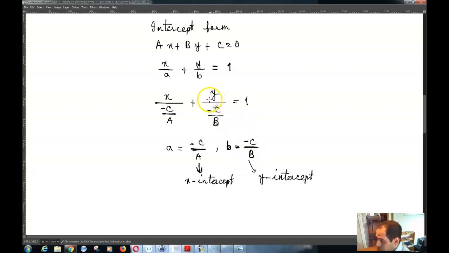So now you need to basically write your equations in this form.